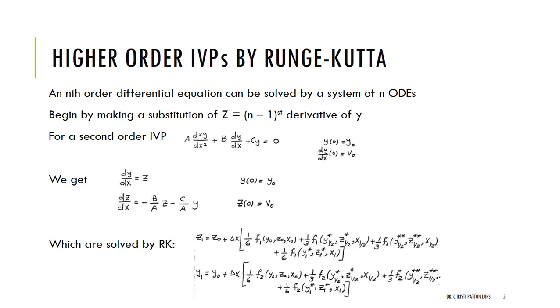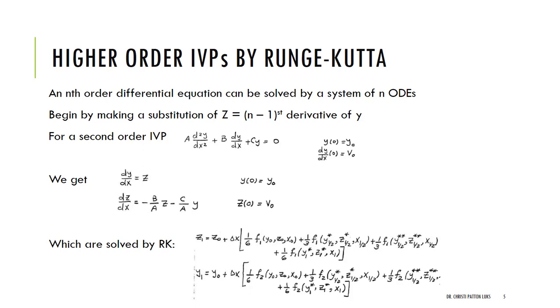Basically, what you're going to do is make a substitution for the n minus first derivative of y. And you would continue doing this if you had multiple derivatives, but make substitutions for the derivatives and then rearrange the function so that the second derivative is now a derivative of that function z. And a second differential equation is, in this case, dy/dx equals z. So now we have a system of two first-order differential equations.